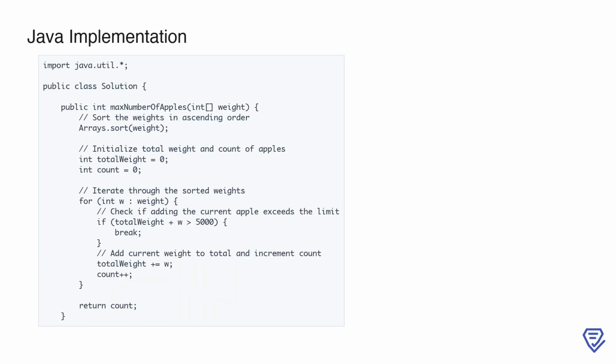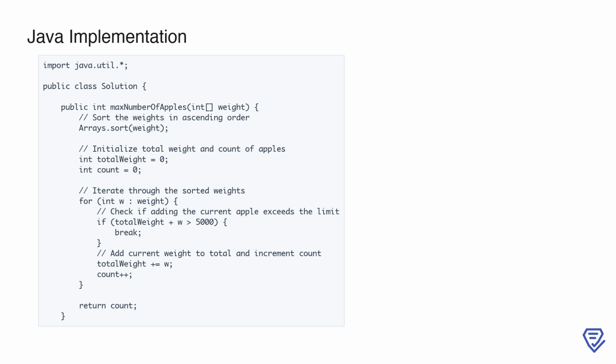Here, we begin our Java implementation of the solution. First, we import the necessary utility classes and define the solution class. Within this class, we have our method maxNumberOfApples, which takes an array of integers called weight as input. This array represents the weights of the apples. The first step inside the method is to sort the array in ascending order using the Arrays.sort method. Sorting the weights ensures that we can process the lightest apples first, which helps maximize the number of apples we can fit within the weight limit. Next, we initialize two variables, totalWeight to track the cumulative weight of the apples added to the basket, and count to track the number of apples included.